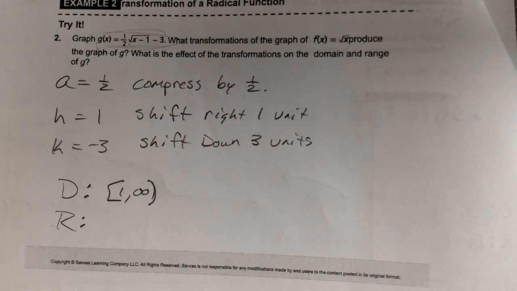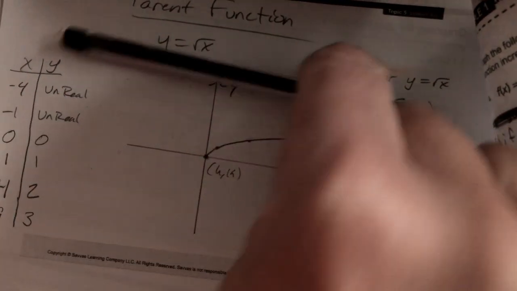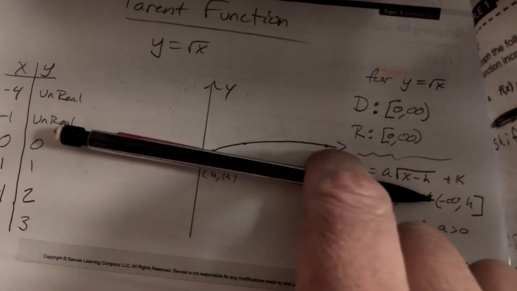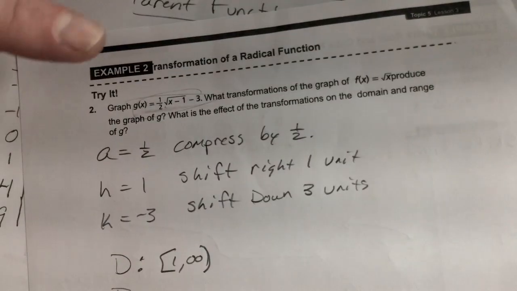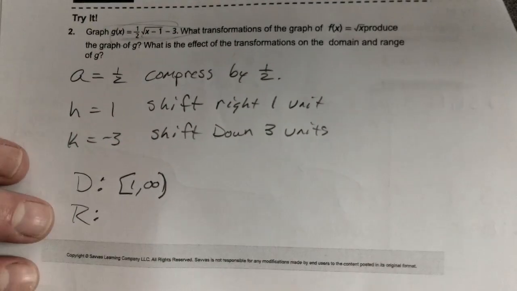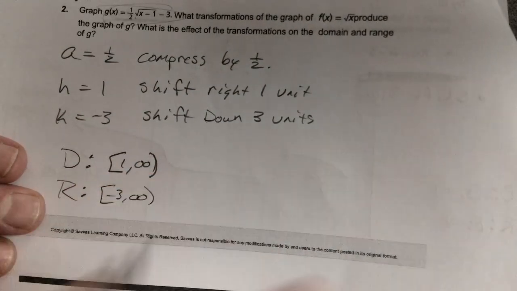The range, right? So the range on the parent function, we read bottom to top, smallest to largest y values. The smallest y value is 0. The largest goes on to infinity. But if I shift that down 3 units, what will the range be? -3. You got that right. All the way to infinity. Good job.